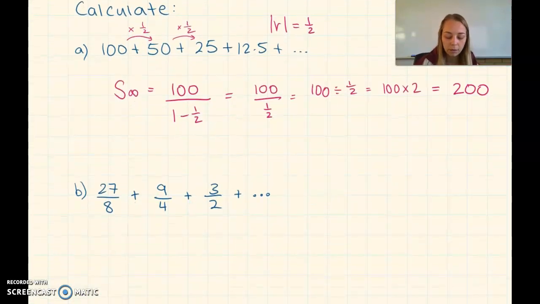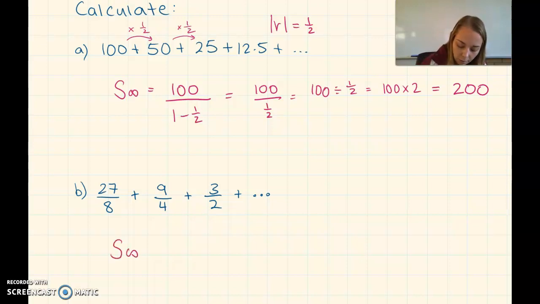Okay, let's have a look at the next one. If you want to try and pause the video now and try this example by yourself and then check it with my answer after, you're more than welcome to do that. So we have got 27 on 8, 9 on 4, 3 on 2, etc.